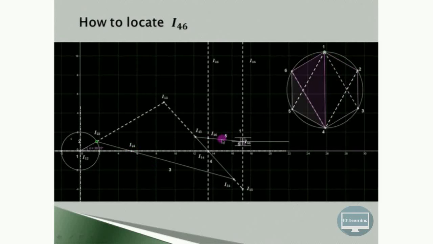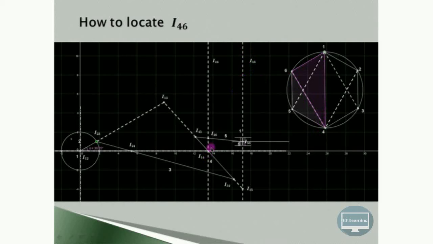Now suppose we want to locate I46. So join this 4 6. It will form two triangles. So this 4 5 and 5 6. So 4 5 and 5 6, they are already joined. Then the next one is 1 6 and 1 4. So this I16 is going towards infinity.